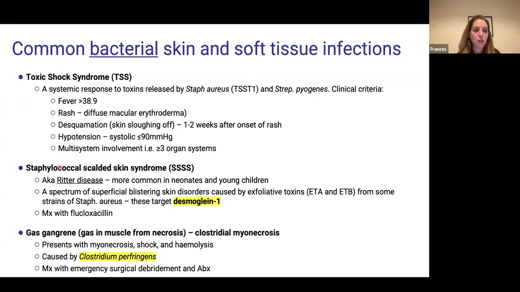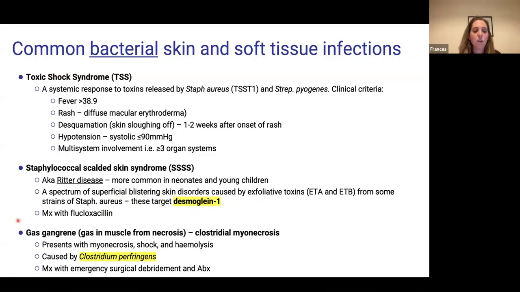Staphylococcal scalded skin syndrome, also called Ritter disease. This is more common in your neonates and your young children. It's a superficial blistering skin disorder caused by exfoliative toxins. And these are targeting desmoglein 1. So you can think of this as being a bit similar in presentation to your pemphigus vulgaris. And you manage this with flucloxacillin.